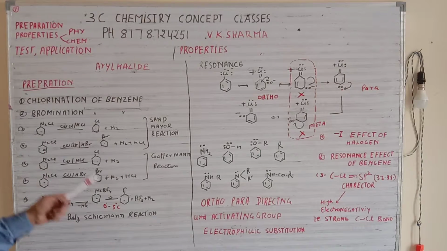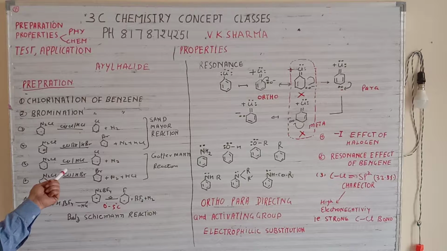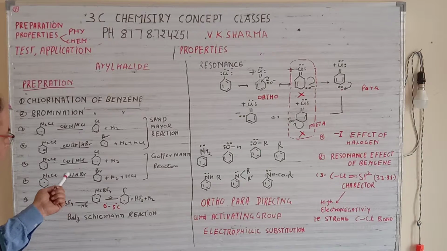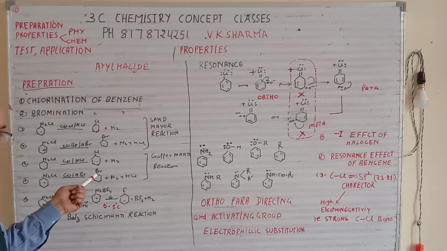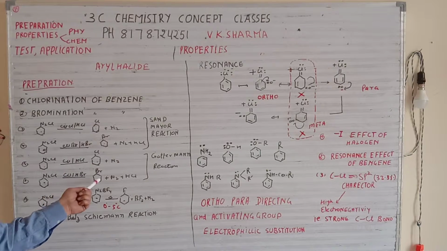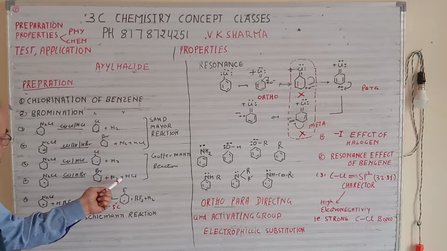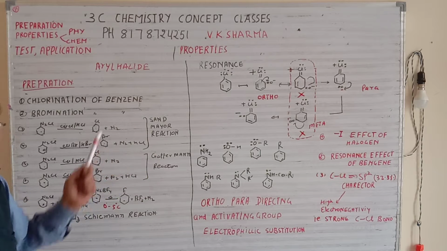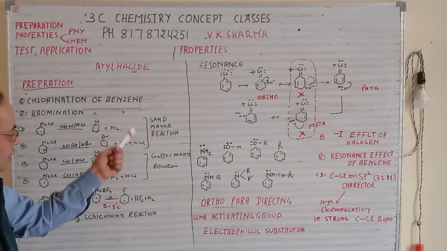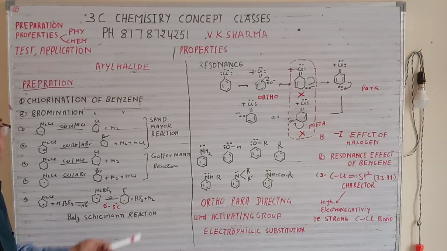In the same way, suppose instead of CuCl we have Cu and HCl, and Cu and HBr. This reaction will give you the same product. This will give you chlorobenzene, this will give you bromobenzene, plus N2 and Cl, and this reaction is known as the Gattermann reaction. So these are the two name reactions that are important and come generally in the examination.